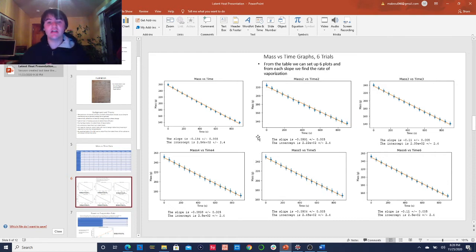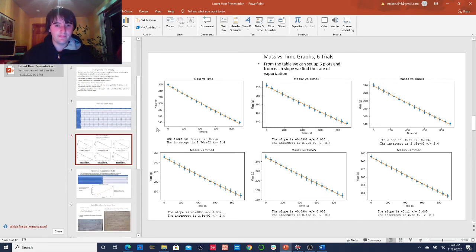So as it changes in time, we'll see that there's less mass. It's losing mass as it has power applied to it from the battery. And that's what we can see with all of these trend lines. But as you might notice, some of them are higher than others, which allows us to see and compare each of these graphs. So this is where we're getting our rate of vaporization from. We're getting it from these trend lines.